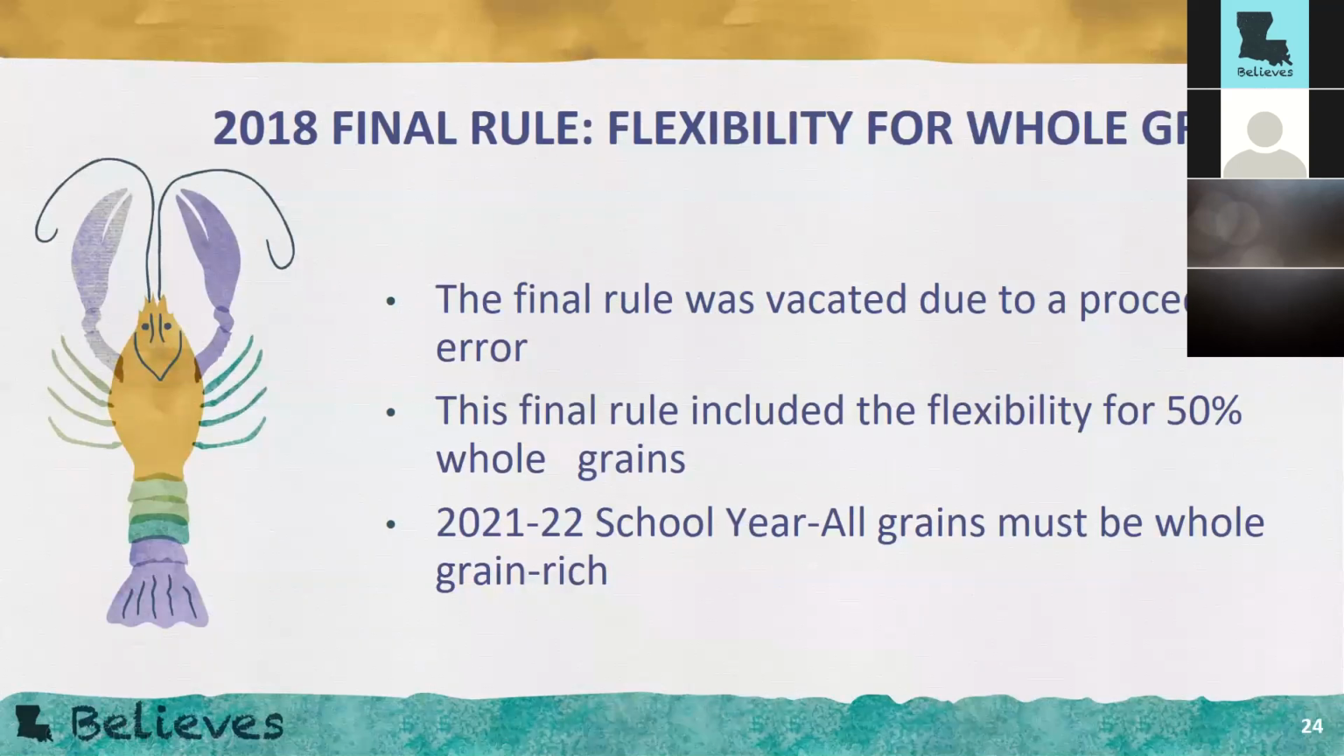As many of you may remember, on April 13th of 2020, the U.S. District Court for the District of Maryland found a procedural error with the promulgation of the 2018 final rule for child nutrition programs. This final rule was going to allow meal pattern flexibilities for whole grains. As a result, the flexibility to have 50% of the grains be whole grain can't be used. So during the 2021-22 school year, all grains must be whole grain rich.